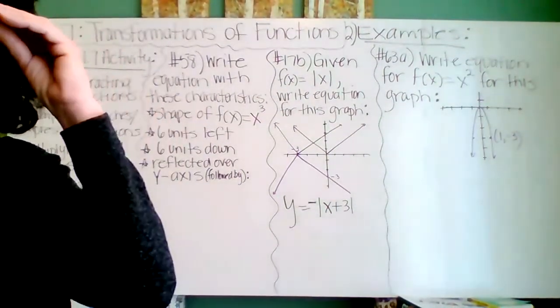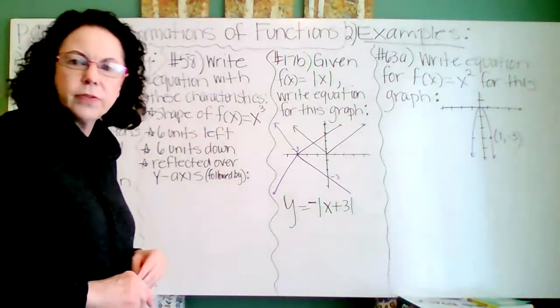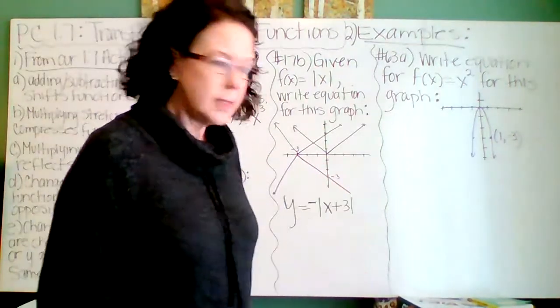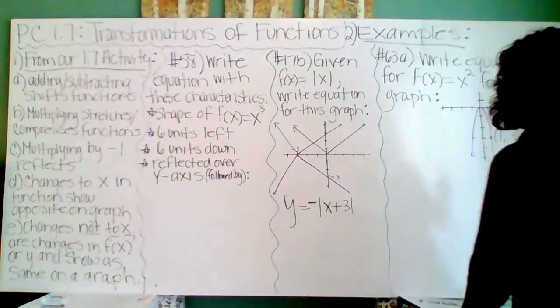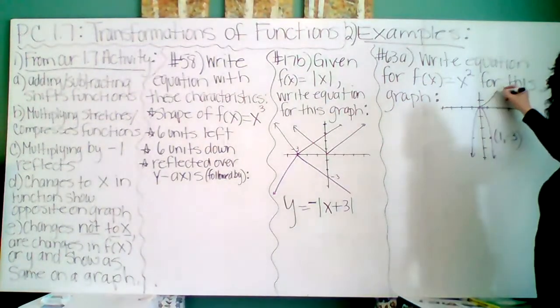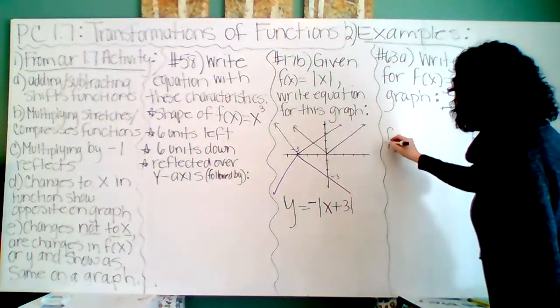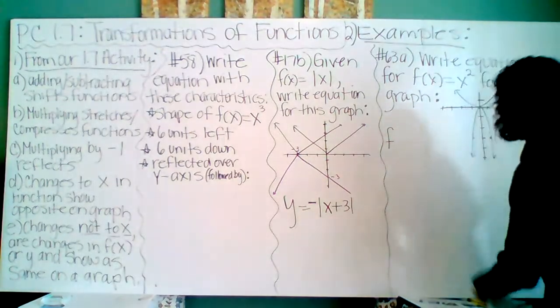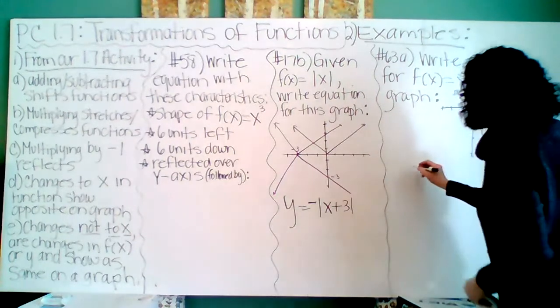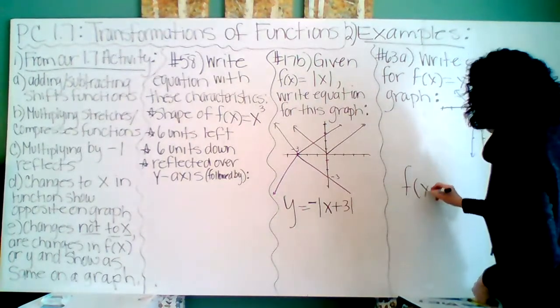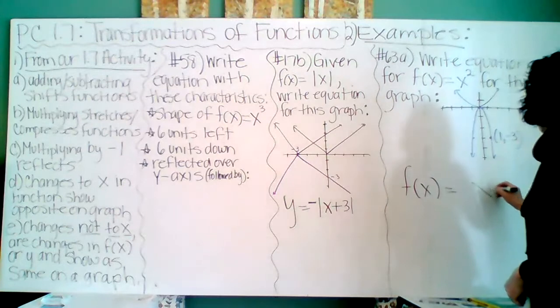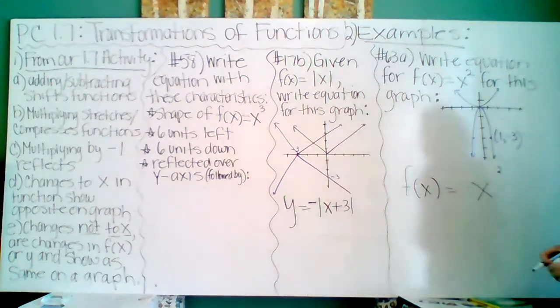So we're going to go to the end here. This says write an equation for f of x equals x squared for this graph. So we can see this is f of x equals x squared. And we know what y equals x squared looks like. It looks like this. I'll use f of x this time. You know what, I'll do this underneath. Okay, let's go through our list. Here's our parent function. I'll give myself some room.